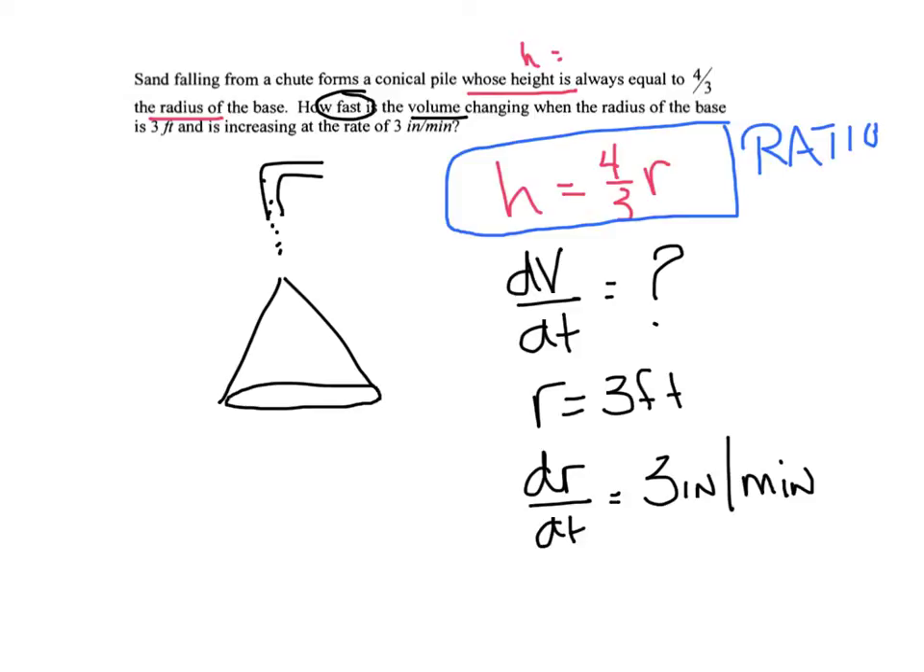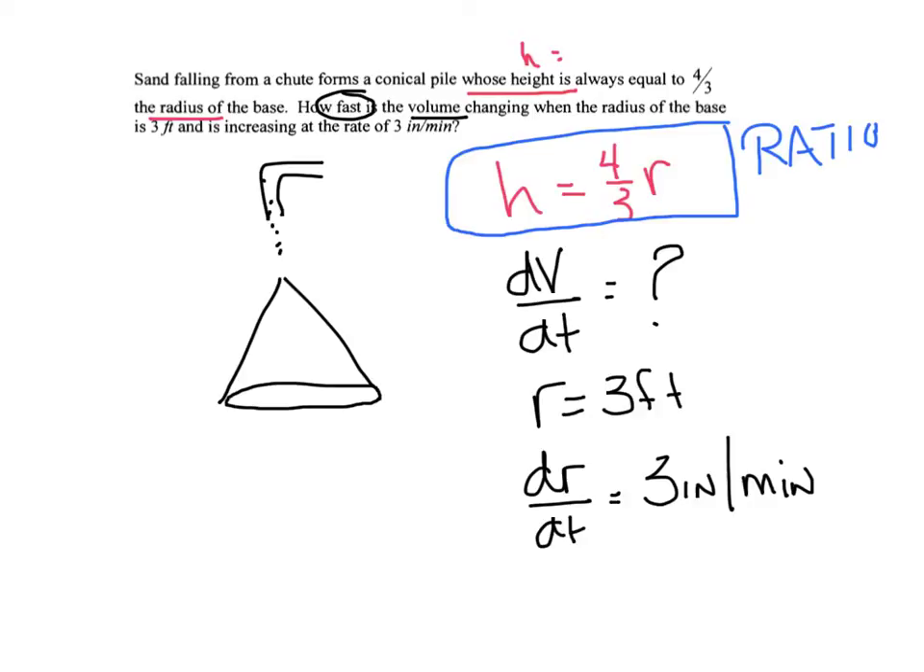The second thing, and they put it in italics, they told us the base is 3 feet, and it's increasing at a rate of 3 inches per minute. 3 feet, 3 inches per minute. We've got a big problem there. We can't solve this problem if our units don't match. So I need to convert everybody to the same thing.